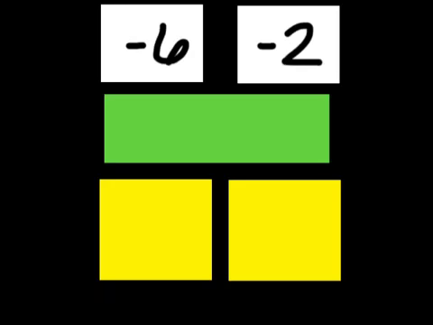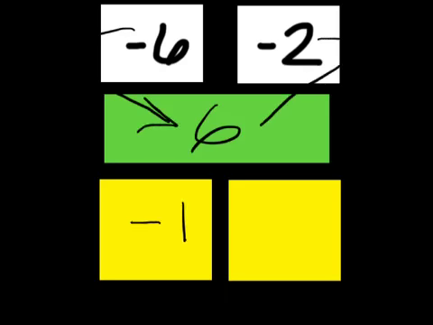3. Negative 6, negative 2. Don't worry about the signs, just think 6 and 2. What's the lowest number that both 6 and 2 go into? 6. And multiply this by what to get this? Negative 1. And this? Negative 3.